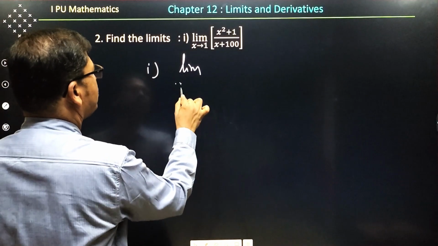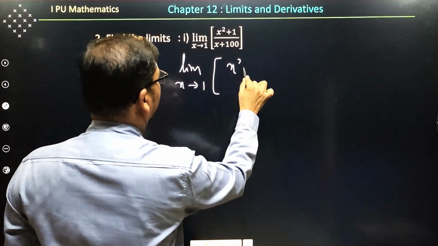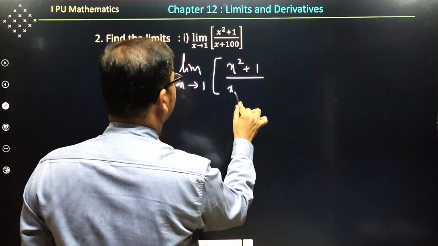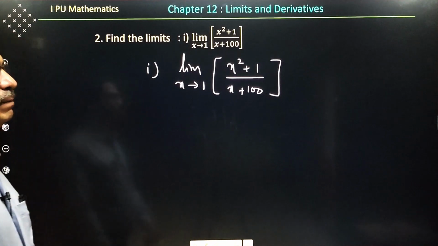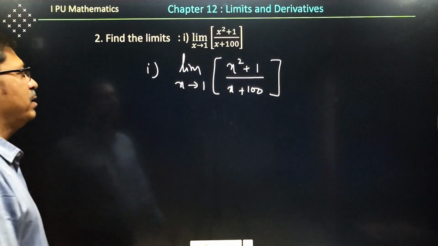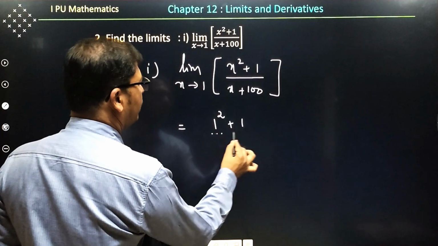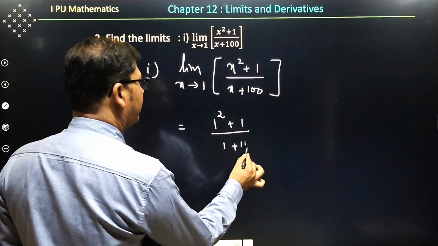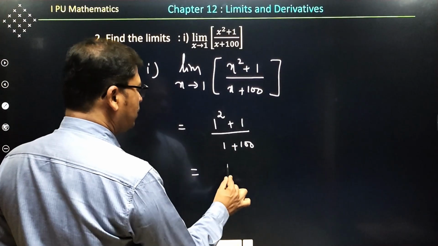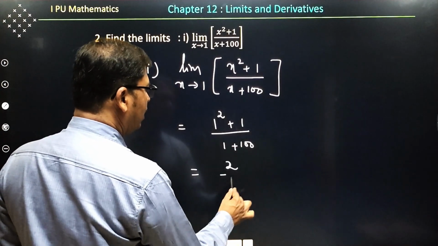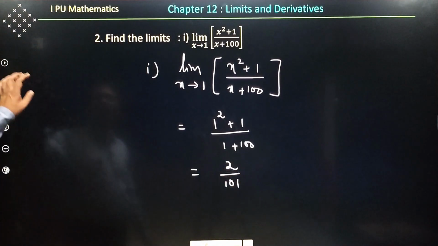Now limit x tends to 1 of x square plus 1 divided by x plus 100. Let us substitute the value of x, which is equal to 1. Again, this can be directly evaluated. So x equal to 1, if you substitute, 1 square is 1, plus 1, divided by 1 plus 100. 1 plus 1 is 2, 2 divided by 101. 2 divided by 101 is the answer here.